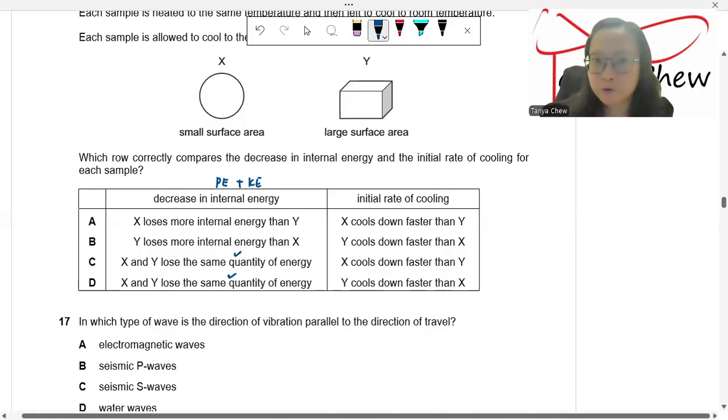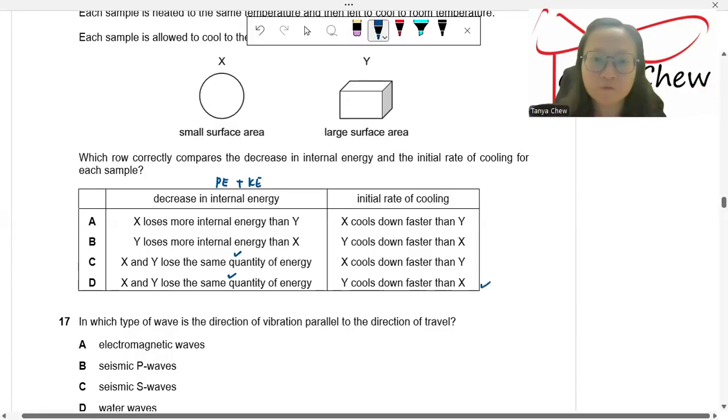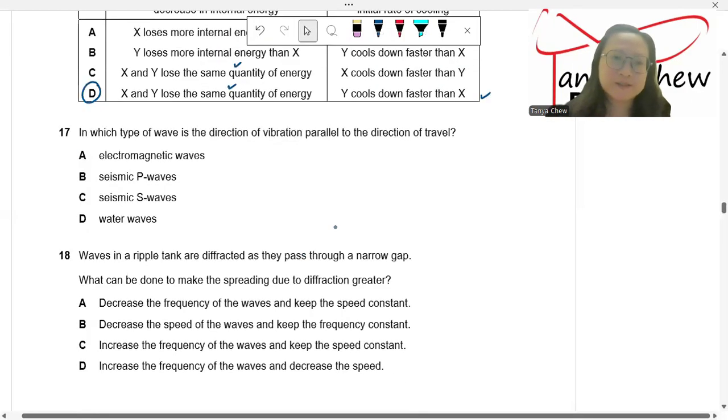What about the rate of cooling or the rate of evaporation, right? Since Y has a larger surface area, most of the heat could escape very quickly from Y to the surrounding. That is why Y will cool down faster as compared to X. D is the answer.